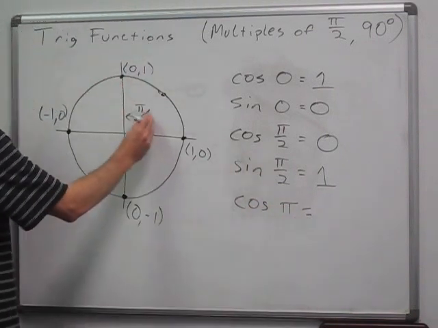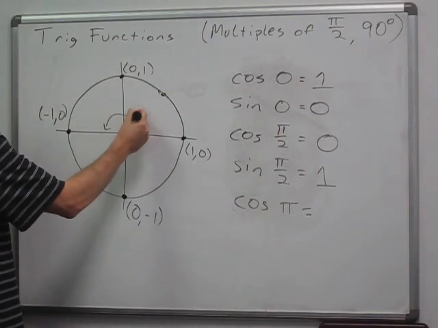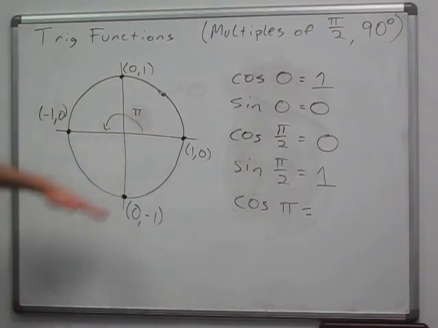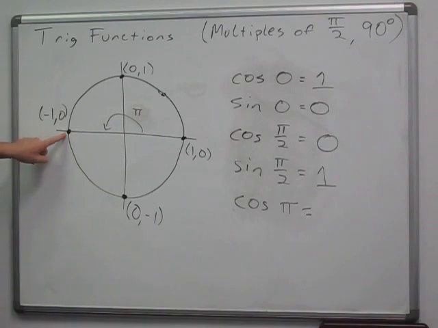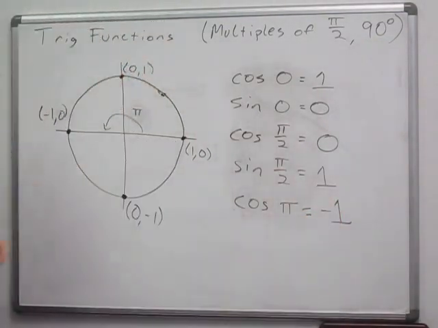How about the cosine of pi? Pi is half a revolution. So our terminal side will be pointing to the left on the x-axis. The point on the circle there is negative 1, 0. So the cosine of pi is negative 1.